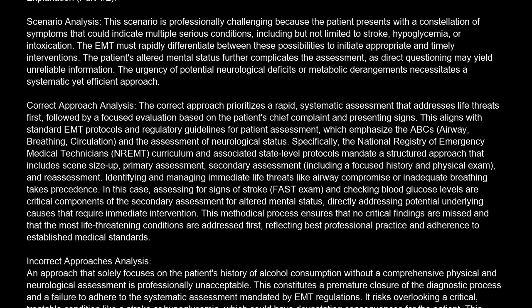Correct approach analysis. The correct approach prioritizes a rapid, systematic assessment that addresses life threats first, followed by a focused evaluation based on the patient's chief complaint and presenting signs.